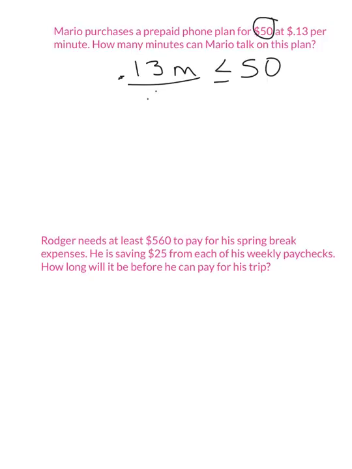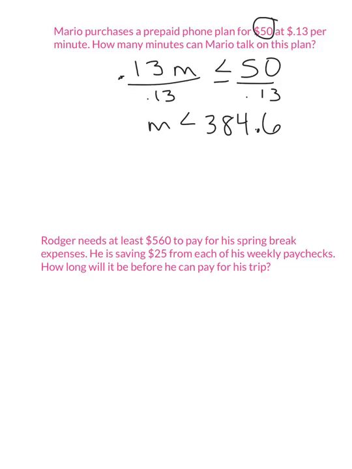So again, I'm going to isolate my variable, divide by 0.13, and when I use my calculator, I have m is less than 384.6. Now this is a word problem, so I have to figure out exactly what it's asking and do I need to round or what do I need to do to finish up and answer the question. It says, how many minutes can Mario talk on his plan? Well, it looks like he can definitely talk 384. I'm a little bit over 384 at 384.6, but I can't talk 385. He wouldn't have enough money for that.